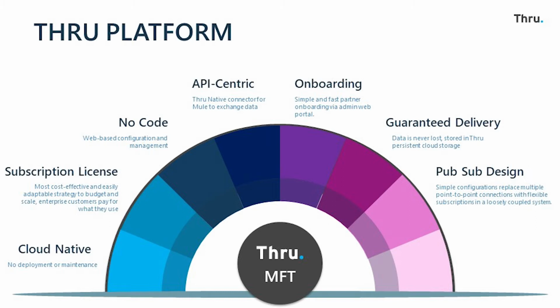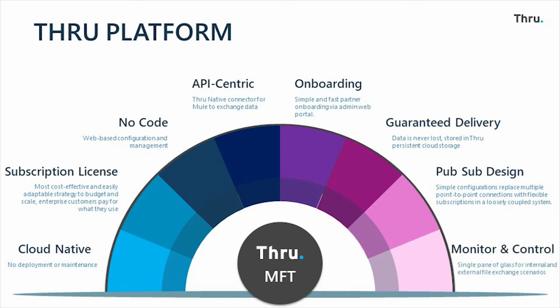Thru is implemented based on publish-subscribe design principle. That allows simple configurations which replace multiple point-to-point connections with flexible subscriptions in a loosely coupled system. Dynamic data routing between all source and target endpoints and Mule connections makes it very easy. Endpoints could be added, modified, or deleted at any time, and flows automatically adjust. Thru's event-driven architecture and asynchronous parallel processing based on PubSub design improve performance, reliability, and scalability.